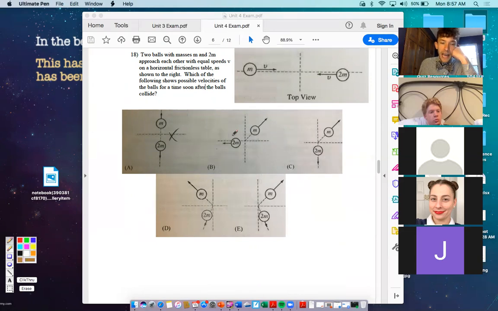Well, A is out because we know that overall there is a negative x momentum. In other words, the initial momentum is mv minus 2mv. The momentum of this one is positive, the momentum of this one is negative, and it's more massive. So overall, I have a negative momentum in the x direction. That's true for the x direction. For the y direction, my total momentum is 0.